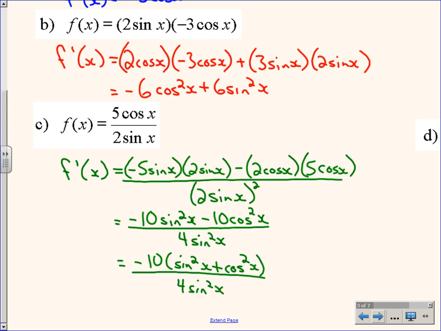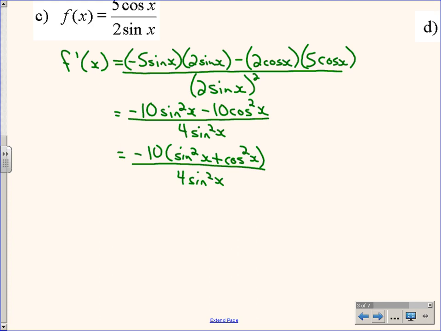And I'm running out of space. This is a long one. Sine squared x plus cos squared x is just 1. So I can even reduce, I guess, a little bit. Minus 5 over 2 sine squared x is your answer. So it started out pretty big, right? If you consider we went from there and simplified it all the way to there, thanks to some trig identities.